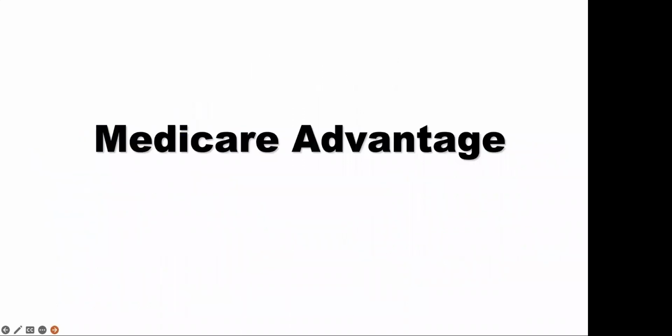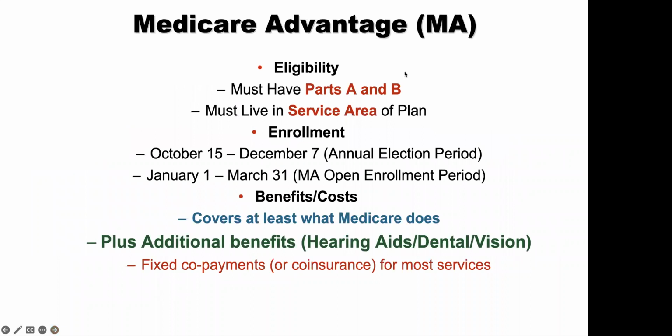So now let's talk about Medicare Advantage. In order to be eligible for Medicare Advantage, you have to have both Medicare Part A and Part B, and you have to live in the service area of the plan, which is where the plan operates. You can enroll now. We're in the annual enrollment period from October 15th to December 7th. And you're also given another 3 months to enroll between January 1st and March 31st. And during this period, you can change a Medicare Advantage plan, or you can come back to original Medicare.